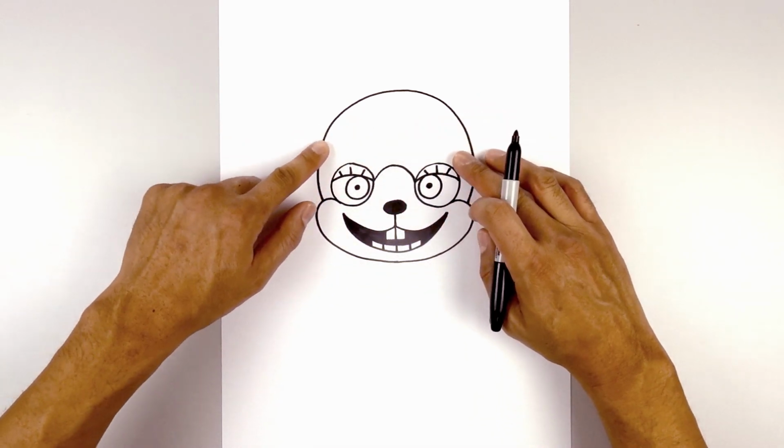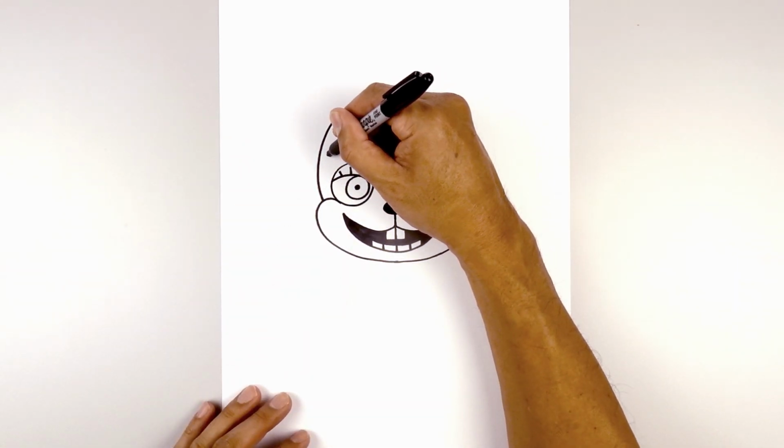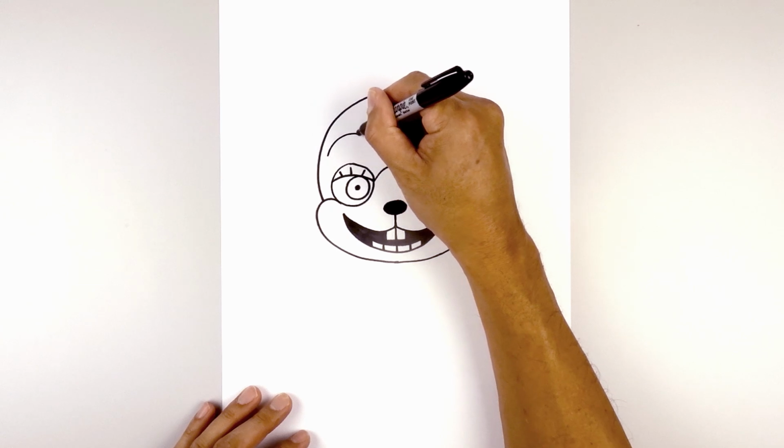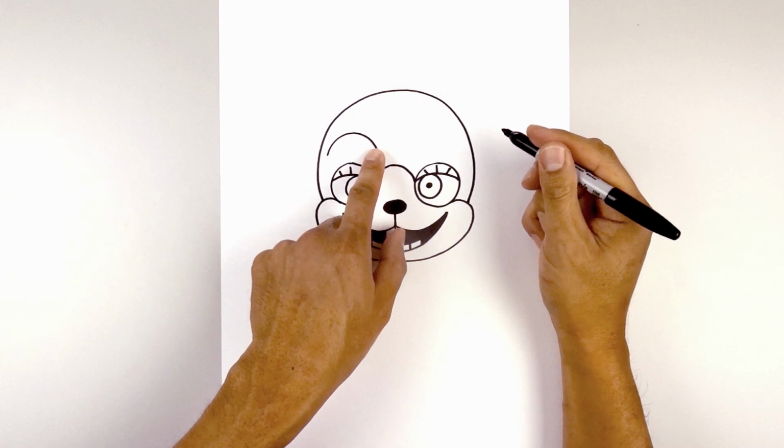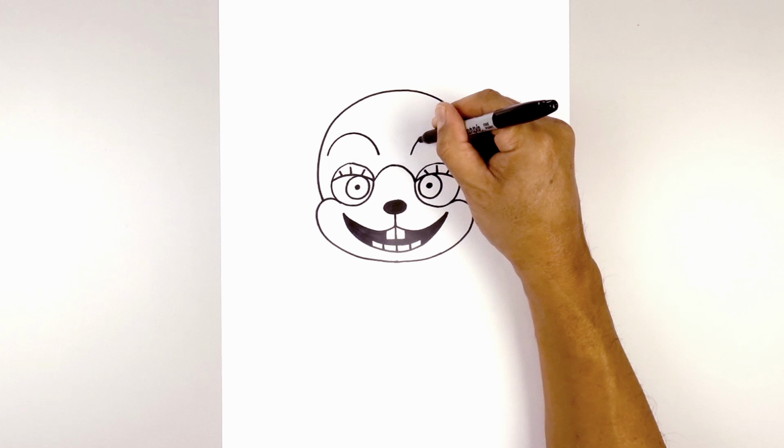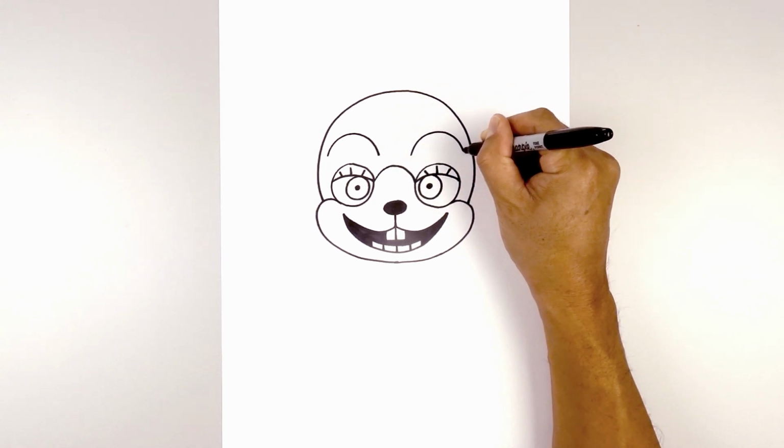Let's add in two large eyebrows. So starting on the left side, we're going to draw a large curve going up and then down on the inside. It's almost like a half circle. Let's line this up on the right and do the same thing.